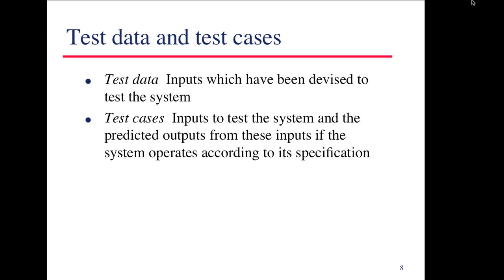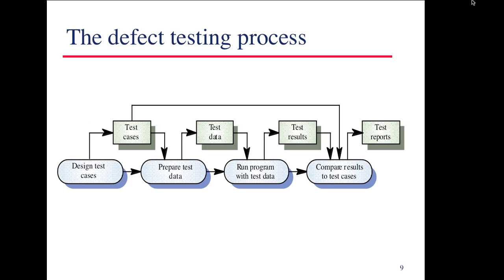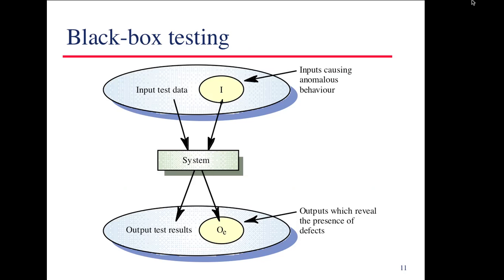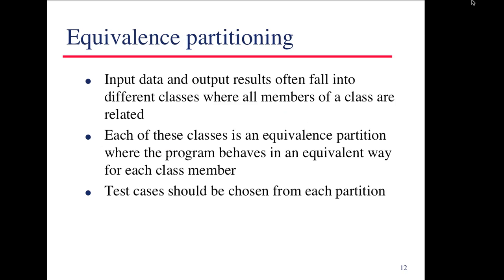Each of the classes is an equivalence partition where the program behaves in an equivalent way for each one of the class members. You can kind of come out with, instead of doing everything, like 100 different features, cut it down in half and get some equivalence going on. So this is really equivalent to that. So if this works, that should also work. And it's a way of shortcutting and reducing the number of test cases to be picked.